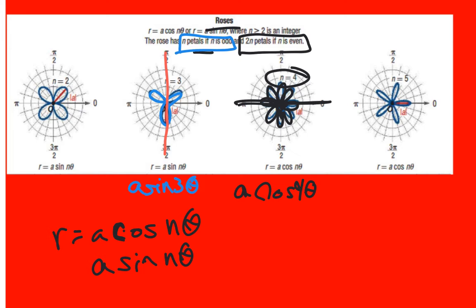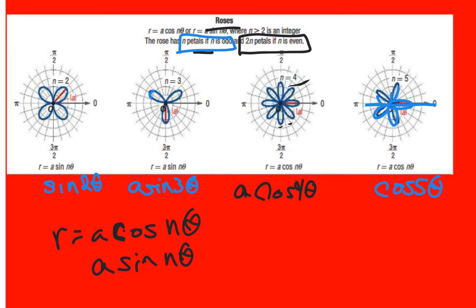And then this one is a cosine that's odd. So this would be cosine of 5 theta, so there's 5 petals, and it's symmetrical with respect to your polar axis. And then sine of 2 theta, and so there's 4 petals. Now the distance from the pole to the tip of the petal is always a. So whatever a is, that's how far it goes out.